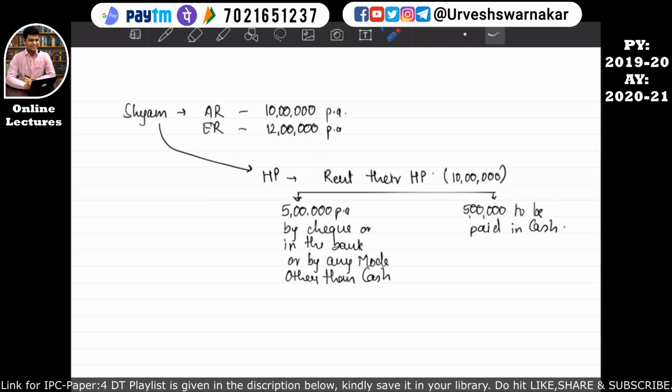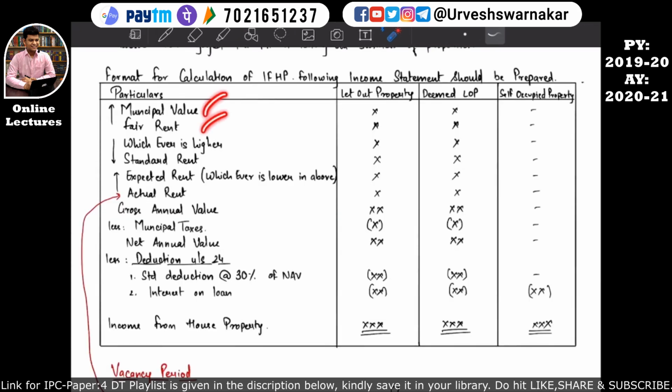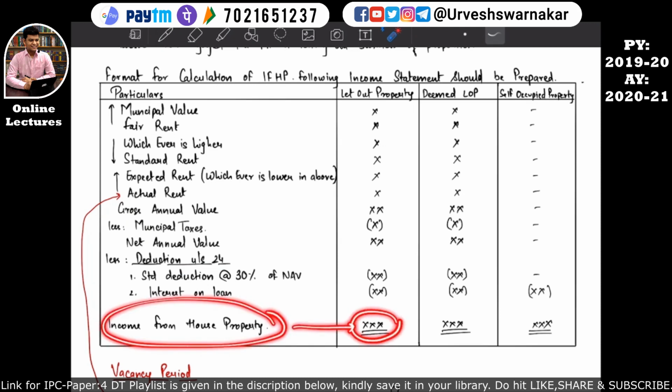So what income tax did was make this concept: municipal value and fair rent, whichever is higher, versus standard rent, whichever is lower, will be considered as expected rent, and whatever expected rent is derived will be compared with the actual rent. Then the expected rent and the actual rent, whichever is higher, will be considered as the gross annual value of the house property. That means on whatever gross annual value has been derived, municipal taxes will be reduced, and on the net annual value the deduction under section 24 will be allowed, and finally income from house property will be derived, and this will be taken into our total income, and on this income a final tax will be calculated. I hope this is quite clear.